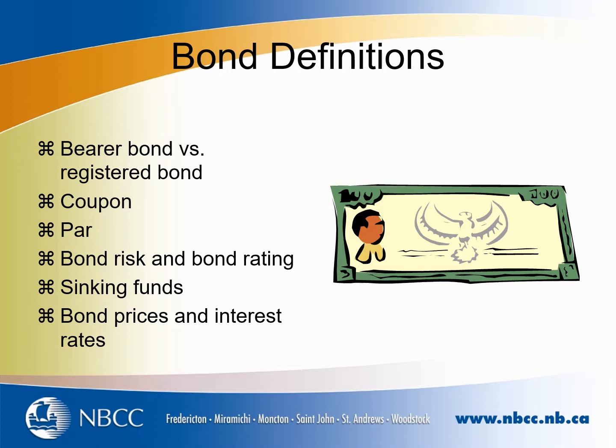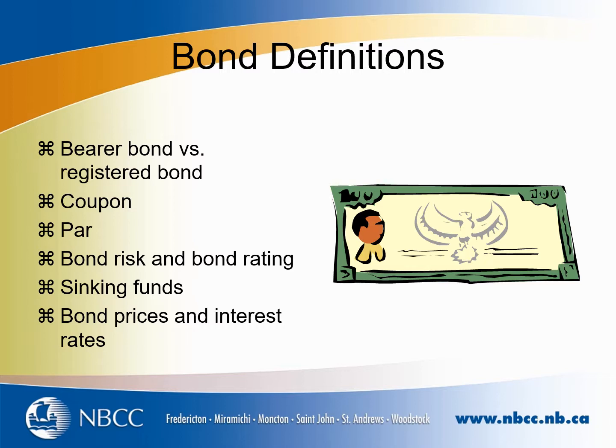The next one is the coupon, which we've already talked about. That's just another name for the interest rate that is attached to the bond. So if the bond is an 8% 5-year bond, then the coupon rate on that bond is 8% per year. And it will be received every year for 5 years.